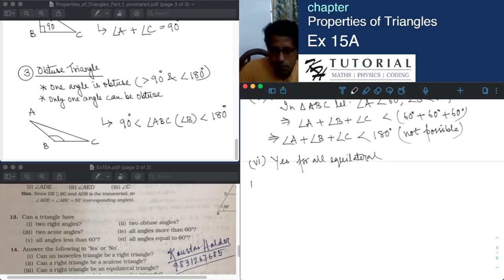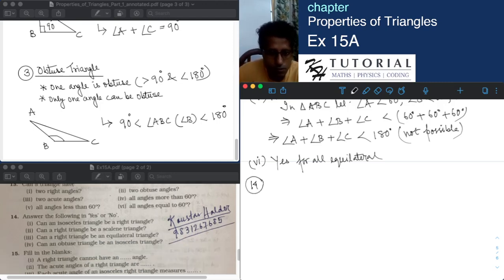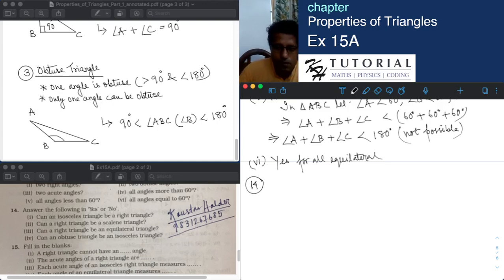Let's solve problem number 14. Answer the following in yes or no. Part 1. Can an isosceles triangle be right angle? Can an isosceles triangle be a right triangle? Yes.